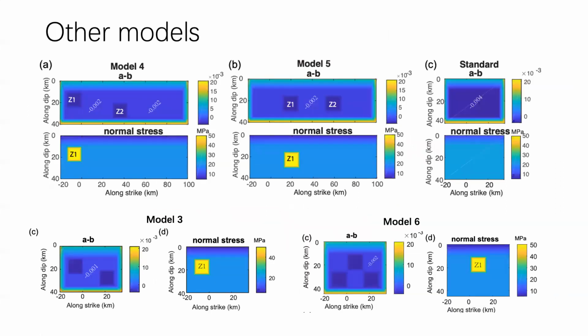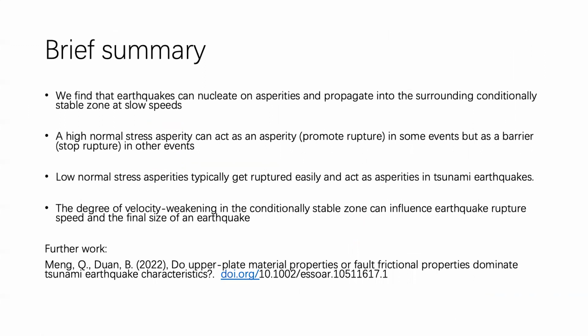And we have other types of models shown here. You can refer to them in our paper. So generally, this is a brief summary. We can simulate tsunami earthquakes when using the model with asperities embedded in the conditional stable zone. In this model, we use a uniform velocity structure.